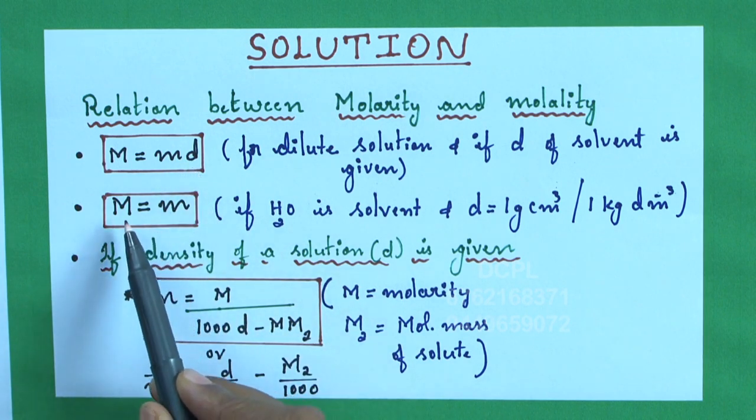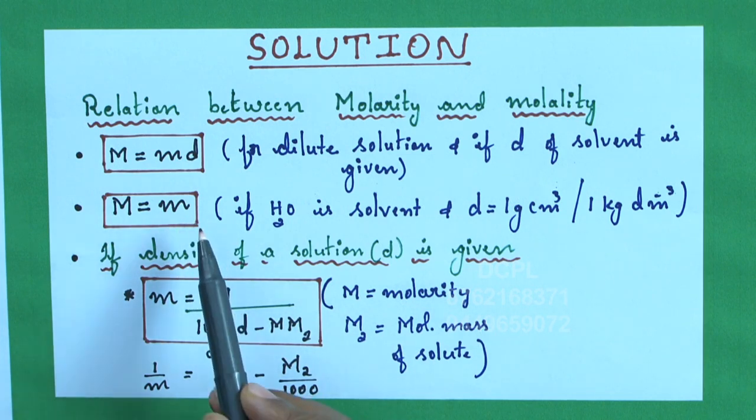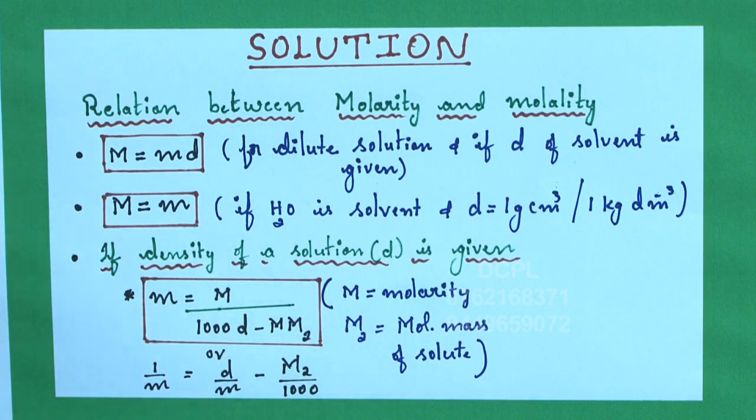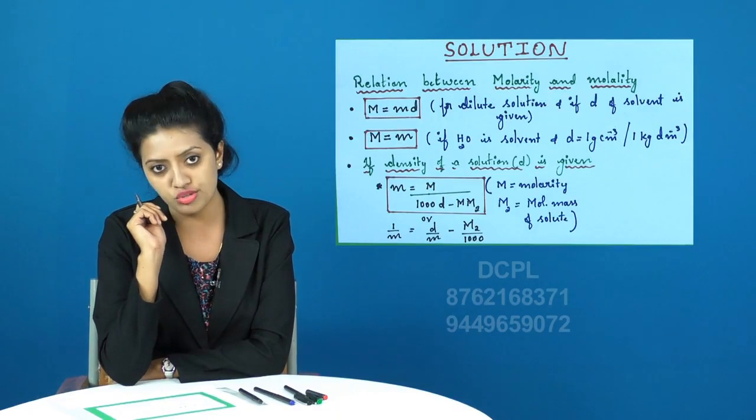Apart from that, molarity is equal to molality. This expression can be used if water is a solvent and density is 1 gram per centimeter cube or 1 kg per dm cube. This relation is only for an aqueous solution.